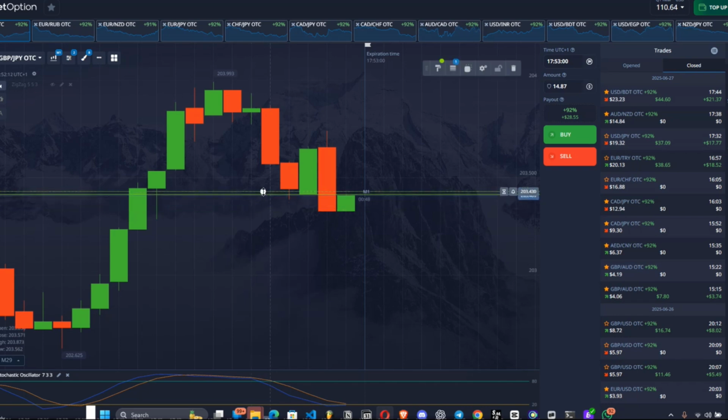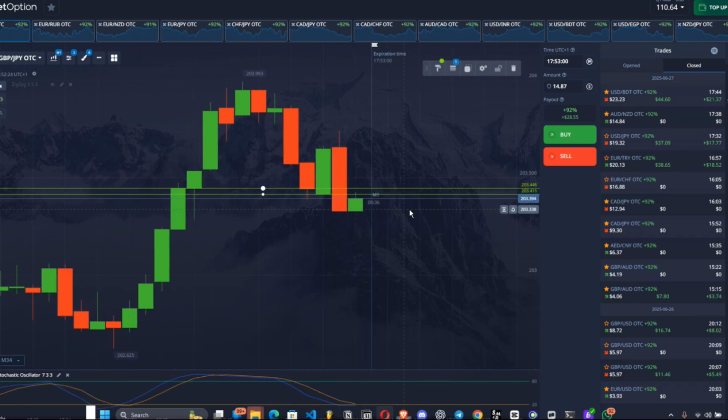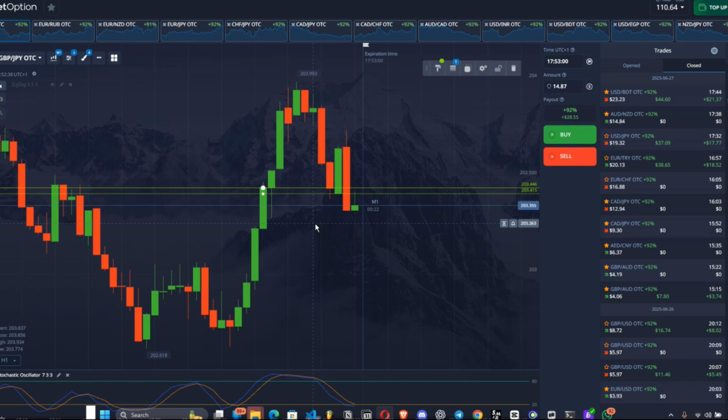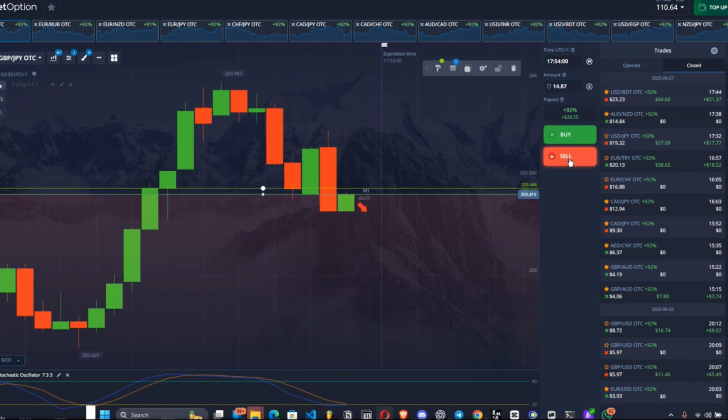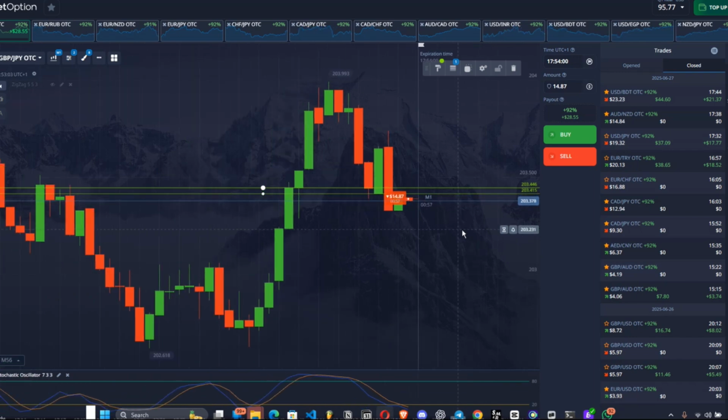It's best I just use this candle before it. If it breaks above, I'm not going to go with the sell. But if it maintains this point, I'm going to go with the sell. So I went with the sell. Hopefully we win this trade.